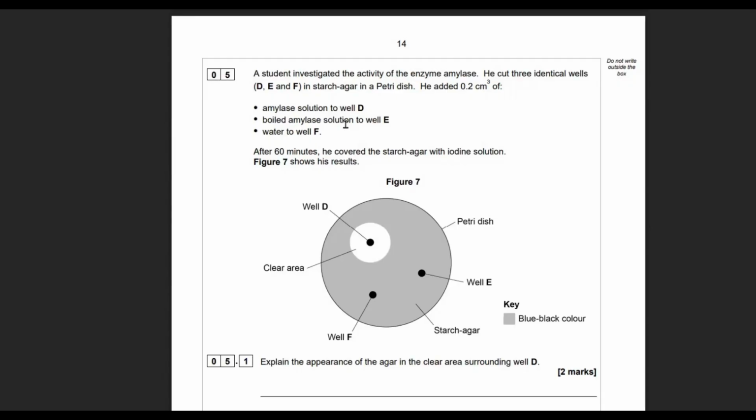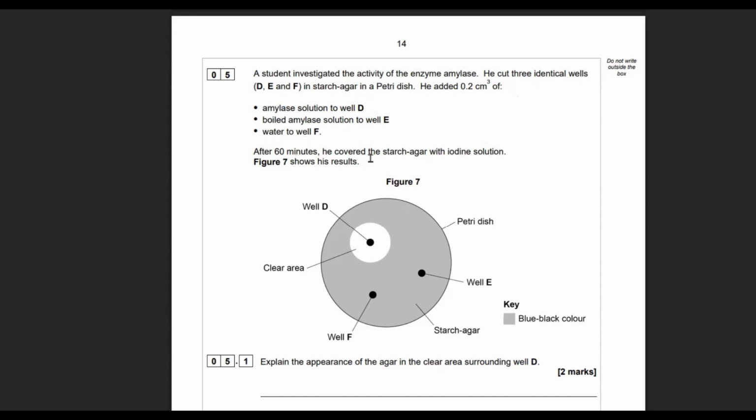Okay, question 5. A student investigated the activity of the enzyme amylase. He cut 3 identical wells, D, E, and F, in starch agar in a petri dish. He added 0.2 centimeter cubed of amylase solution to well D, boiled the amylase solution to well E, and only added water to well F. So we've got one well with amylase, that enzyme. We've got one with boiled amylase, that's well E, and then we've got one that's got no enzyme, it's just got water in well F.